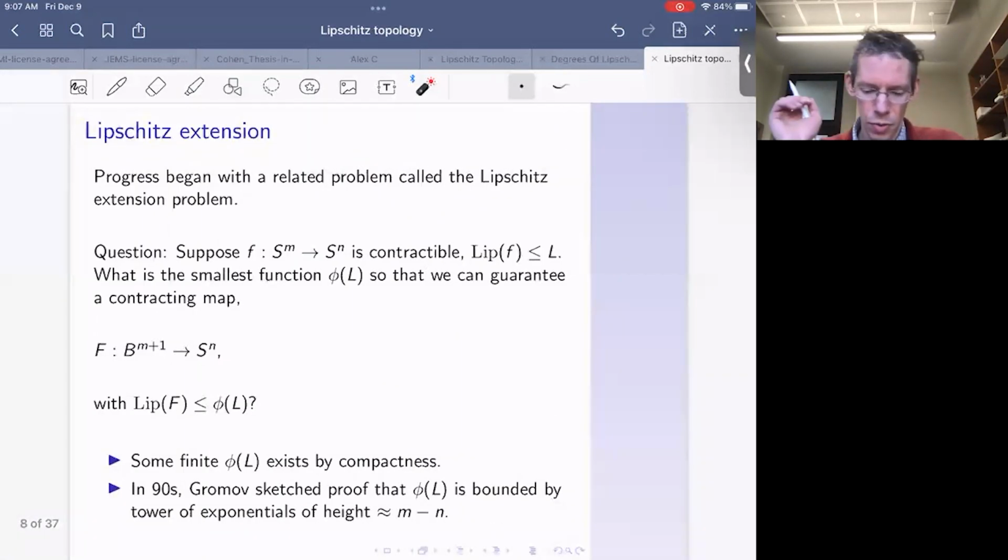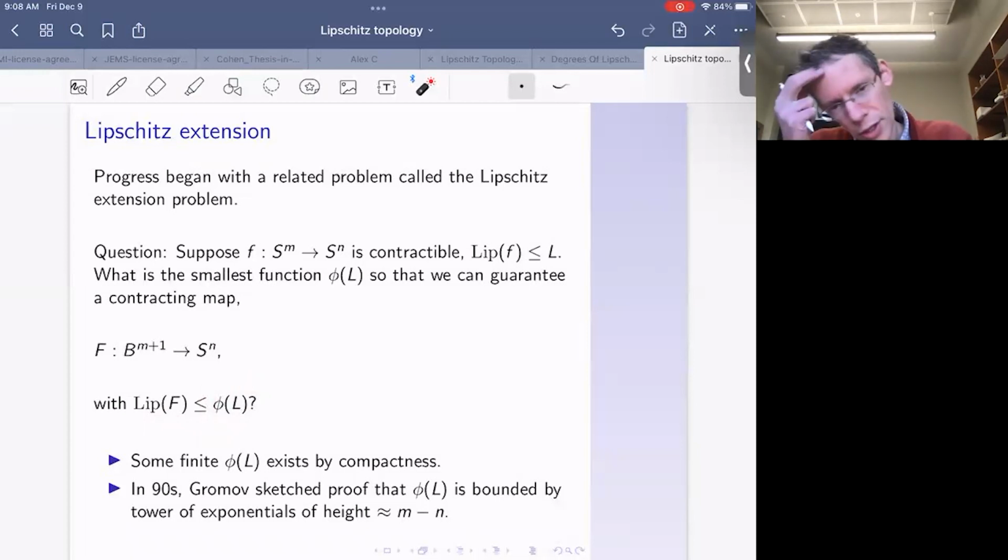The progress started with a related problem called the Lipschitz extension problem. So suppose now that I have a map from a sphere to another sphere, which is contractible, and it has Lipschitz constant at most L. So it's contractible. That means it's possible to extend little f to a map big F that maps the ball to the sphere. And the question is, what does the Lipschitz constant of the extension need to be? So what function of L can we put here so that we're guaranteed that we can build an extension with Lipschitz constant at most that?